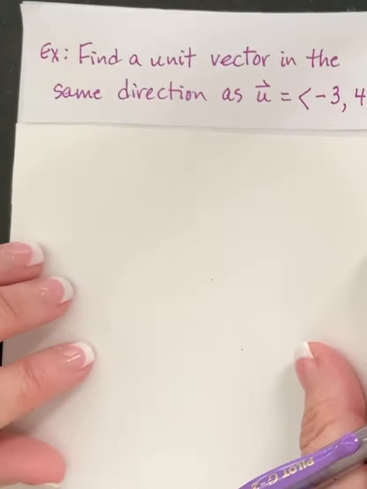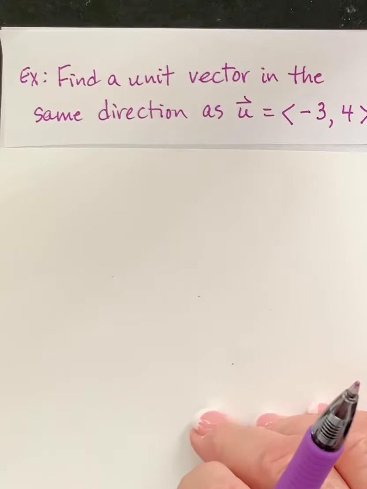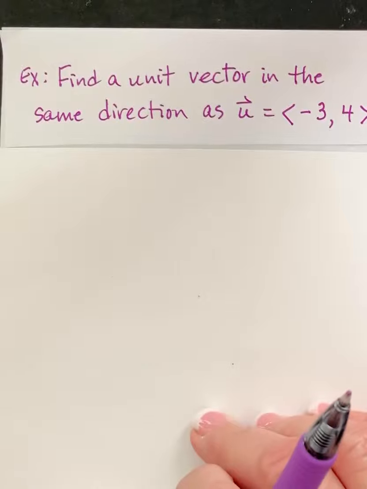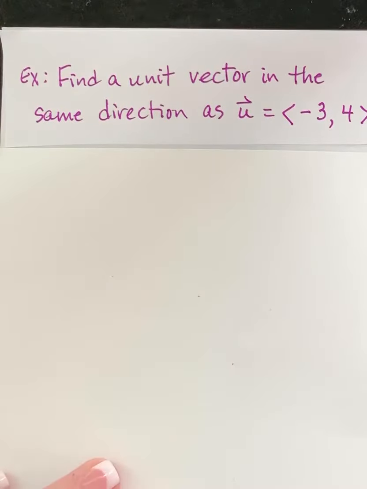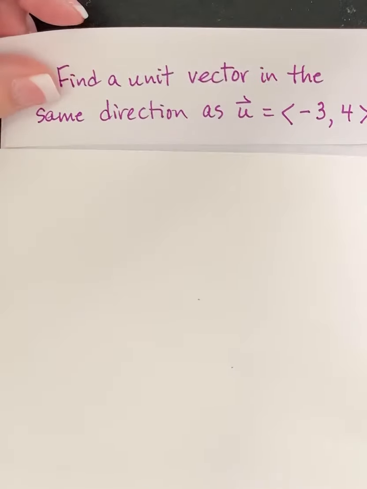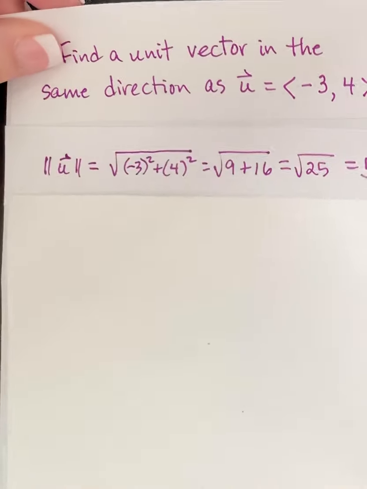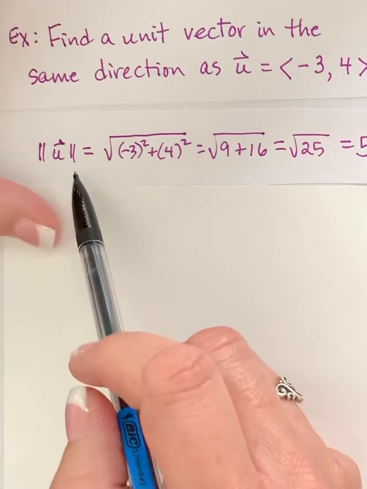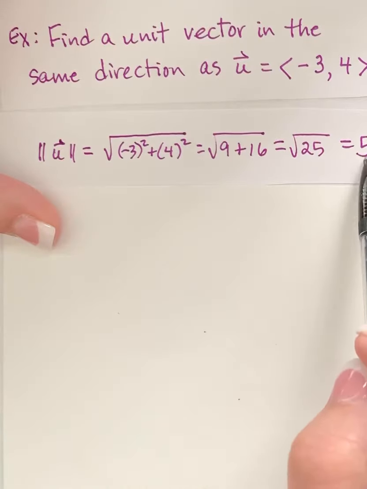A typical problem that is useful for many things is to find a unit vector that is in the same direction as some given vector. So let's say we're supposed to find a unit vector in the same direction as vector u, which has components -3, 4. I'm going to work this out the long way, just so that you have a good understanding of what's going on. First of all, here is the magnitude of vector u. If you work it out, it works out to be 5.